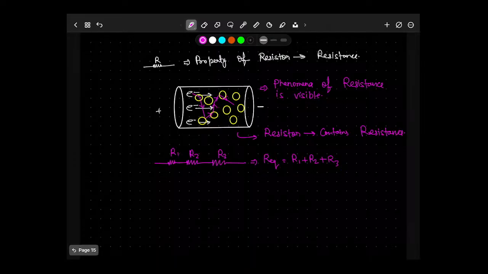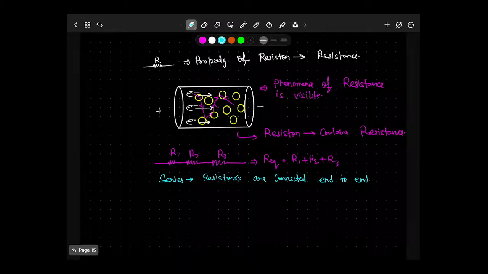Now what is a series connection? First of all, understand what a series connection is. In a series connection, the resistors are connected end to end.